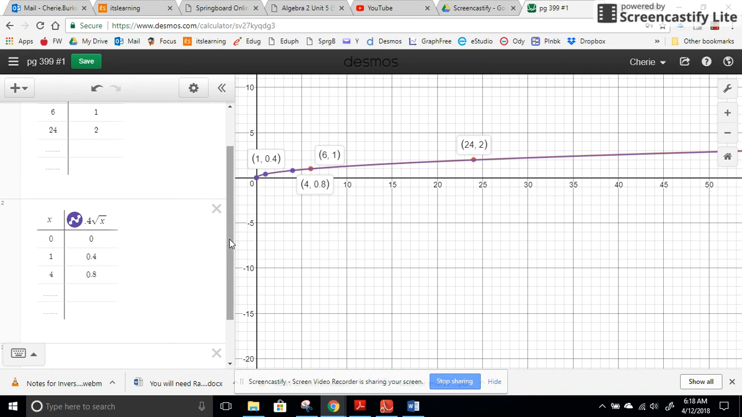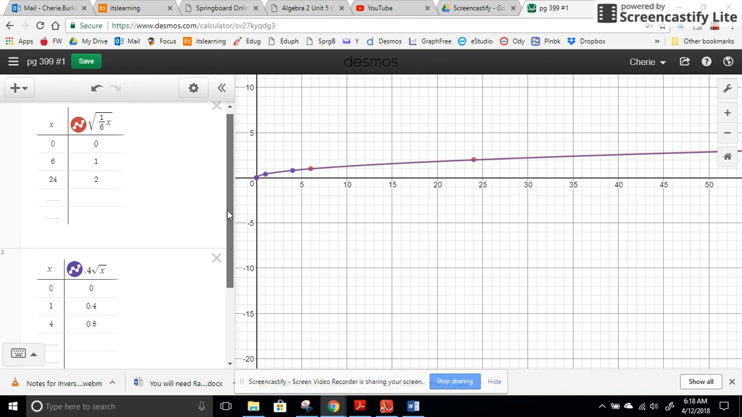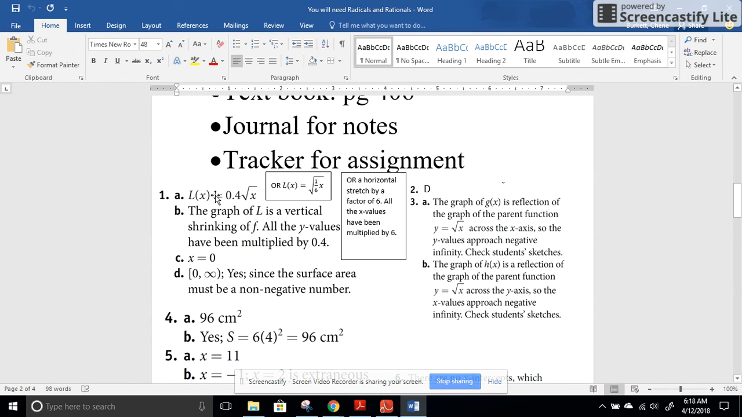So anyway, what I'm saying is these two graphs are exactly the same. Okay, so the question is, you could have described it as a vertical shrink or a horizontal stretch. It would have been the same thing.